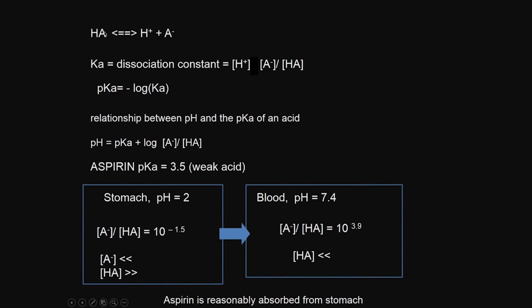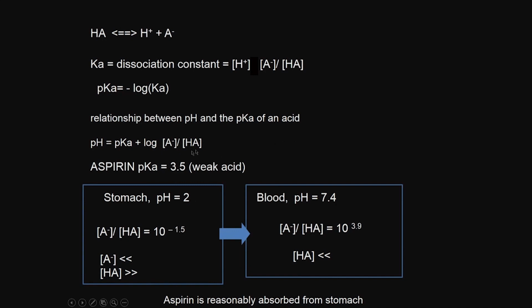Suppose you have HA, it dissociates as H plus and A minus. So, the dissociation constant Ka is H plus multiplied by A minus divided by HA. pKa is nothing but minus the logarithm of Ka. There is a relationship between pH and the pKa of an acid. So, pH is equal to pKa plus the logarithm of A minus divided by HA, that is the undissociated form.